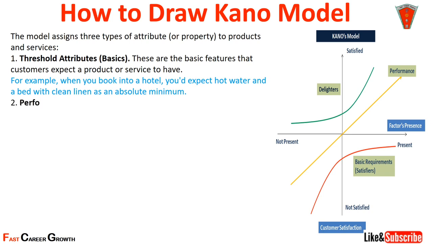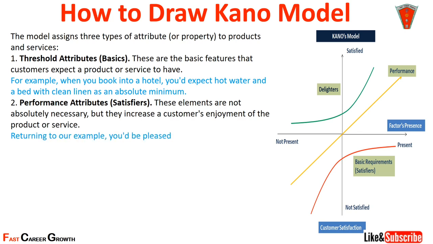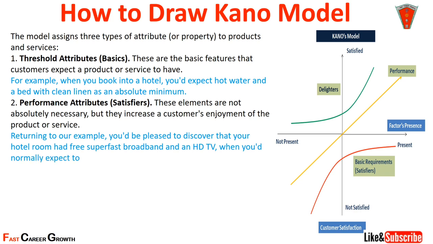The performance attribute, that is satisfiers. These elements are not absolutely necessary, but they increase a customer's enjoyment of the product or service. Example, returning to our first example, you would be pleased to discover that your hotel room had free superfast broadband and an HD TV when you had normally expected to find paid-for Wi-Fi and a standard TV.